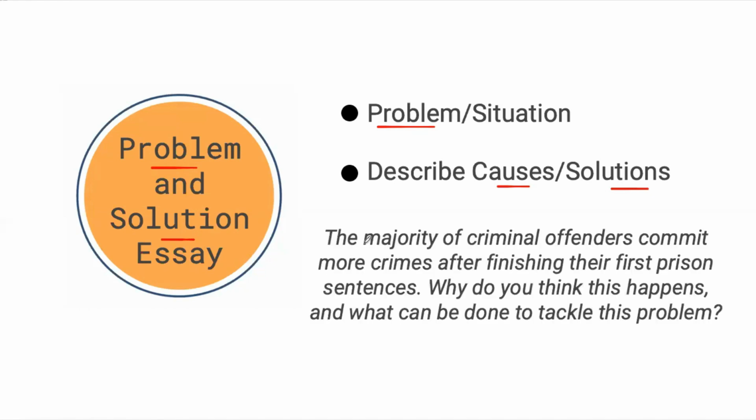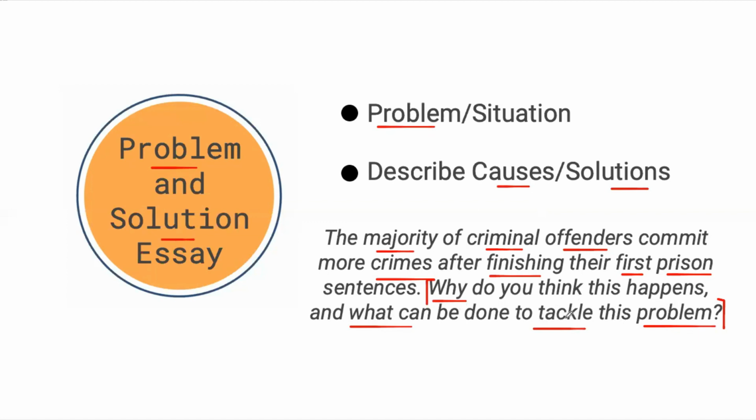The one we have here says, the majority of criminal offenders commit more crimes after finishing their first prison sentences. Why do you think this happens, and what can be done to tackle this problem? So if you were given this question in the exam, you would do exactly as I did. You would underline your keywords and then really pay attention to this last sentence. Why do you think this happens, and what can be done to tackle or solve this problem?